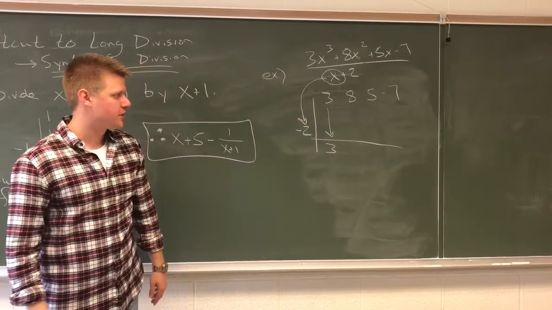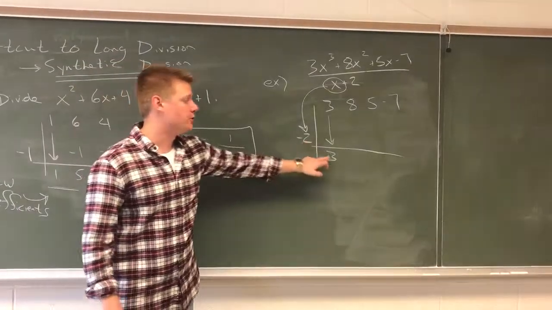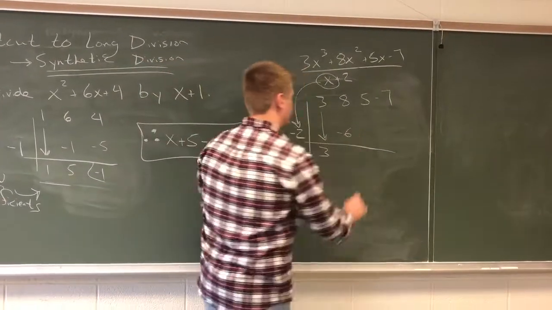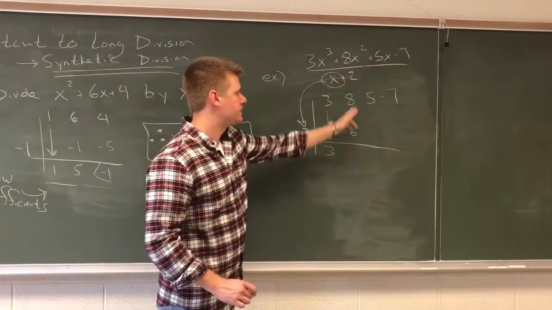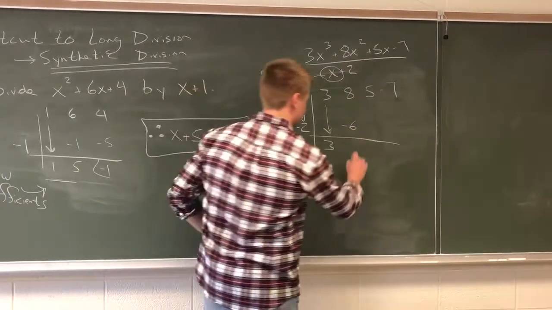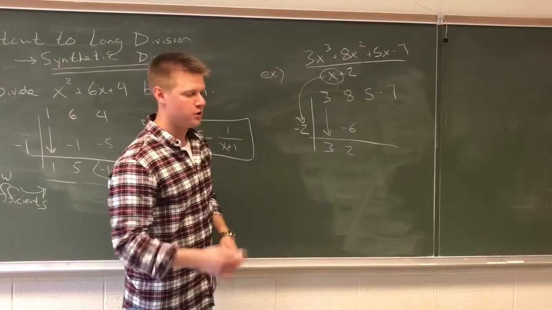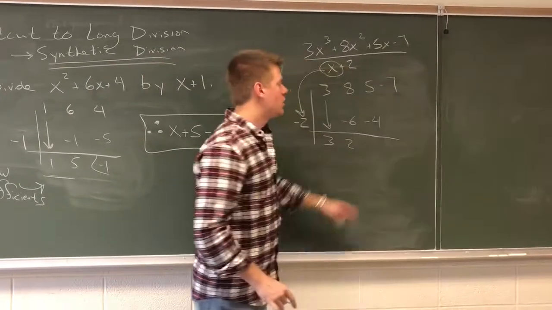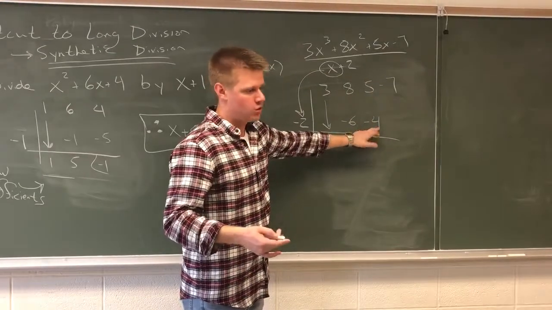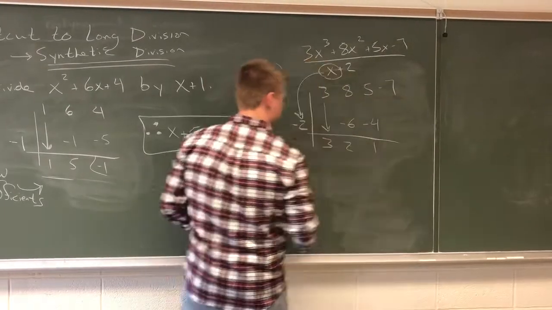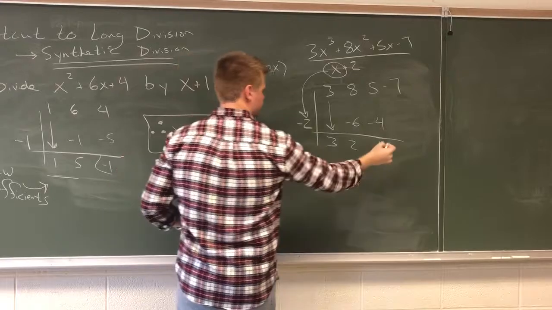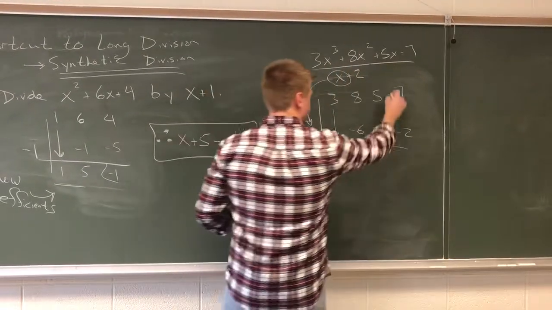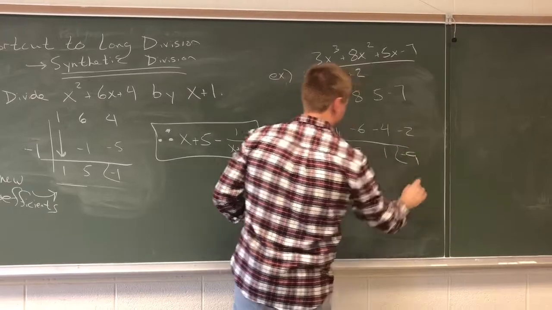We drop the first coefficient down and then multiply. -2 times 3 is -6, and then we add in the columns. 8 plus -6 is 2. Multiply. -2 times 2 is -4. 5 plus -4 is 1. Last one, -2 times 1 is -2. -7 minus 2 is -9.